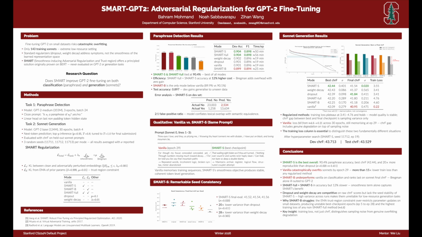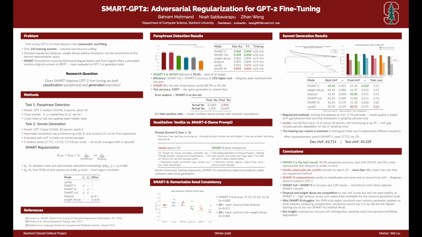Let's close with our conclusions. SMART S is the best overall method: best paraphrase accuracy, best sonnet ceiling char-F, and 20 times more reproducible than dropout, and 28 times more reproducible than weight decay. Vanilla overfits sonnets by epoch 29, with more than 15 times lower training loss than any regularized method. Every single ablation mode beats it at the end of training.